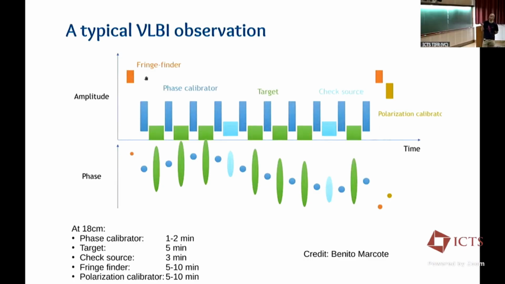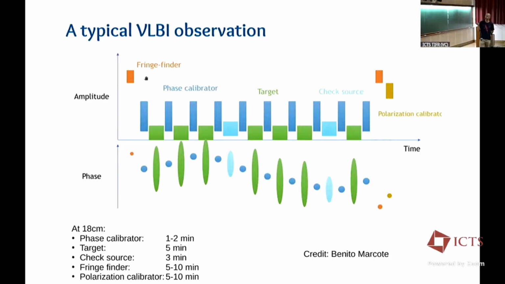So your fringe finder ideally is a nice and bright source, and often we observe the fringe finder source, or the bandpass calibrator source, in the very beginning and at the very end, just to see how the system evolved during the observations. And then we do this cycling between target, where, at L band, I would typically spend 5 to 6 minutes on the target. And then the phase calibrator is typically, of course, brighter. It has a higher amplitude.